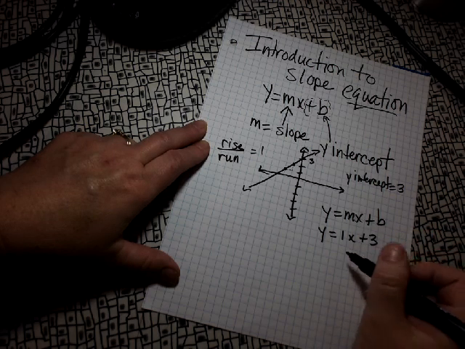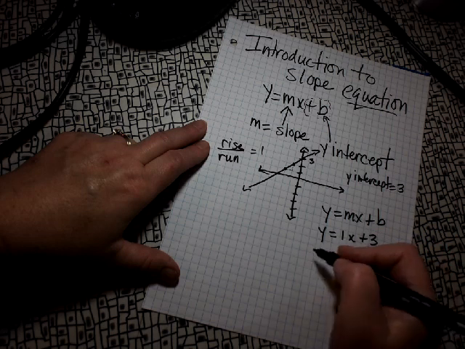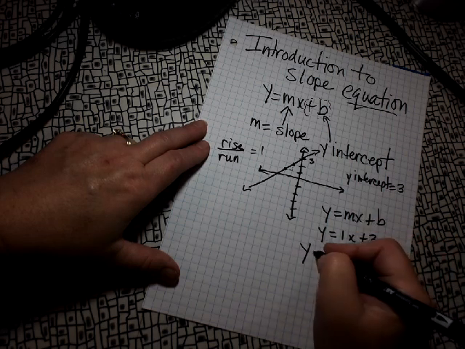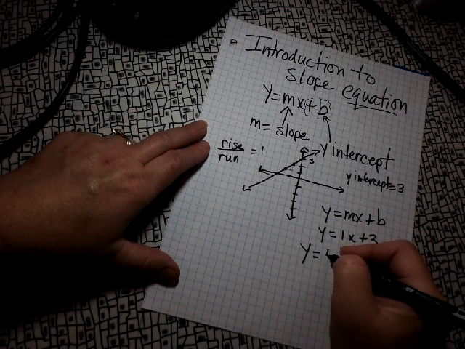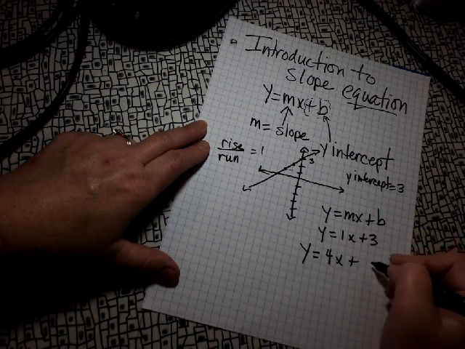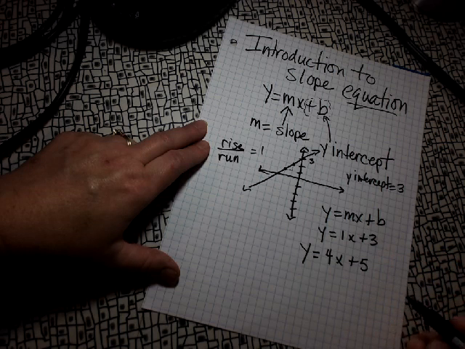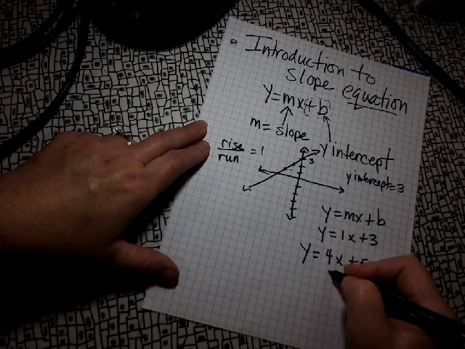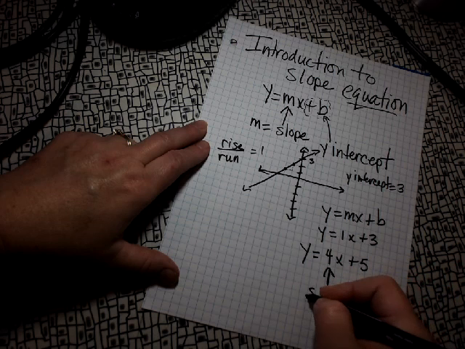A more typical one is going to have different information. So you may have an equation that says y equals, let's say, 4x plus 5. You're going to be asked, especially in some IXLs, what is the slope? The slope is 4.